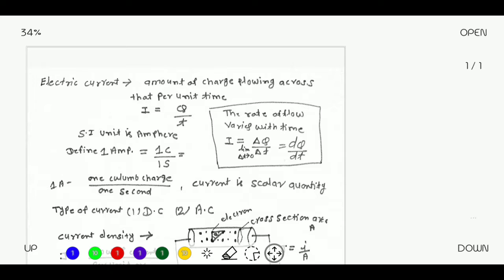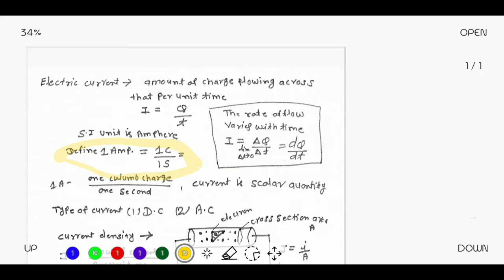We can use a simple definition: the number of electrons flowing per second is called current. After that, define 1 ampere. The flow of 1 coulomb of charge per second is called 1 ampere. So this is the basic definition of 1 ampere and current.